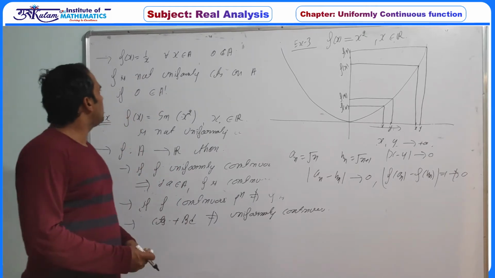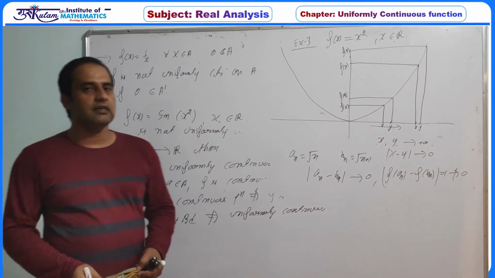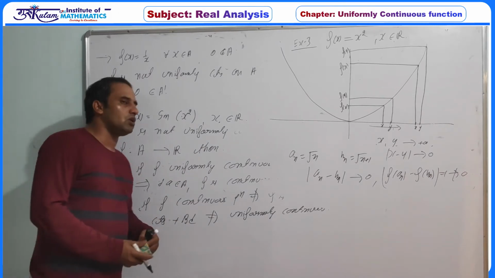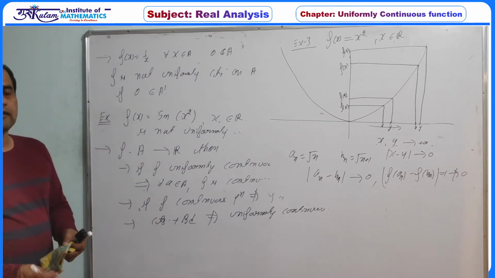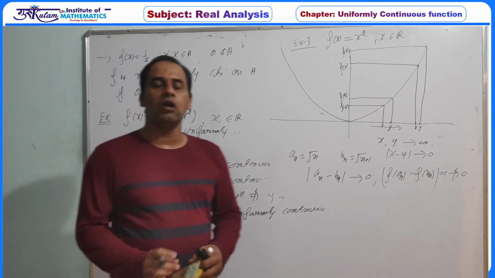So we have three examples. f(x) equal to 1 by x: this is not uniformly continuous on any region in which 0 is a limit point. f(x) equal to sine x square: this is not uniformly continuous on the whole real line. Or f(x) equal to x square: this is also not uniformly continuous on the whole real line.